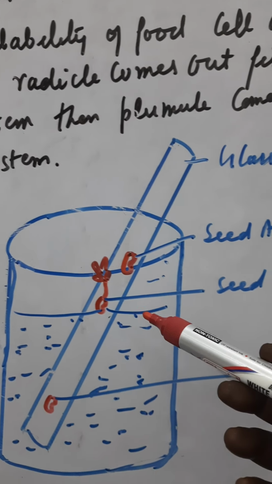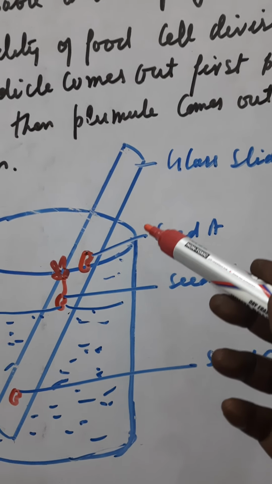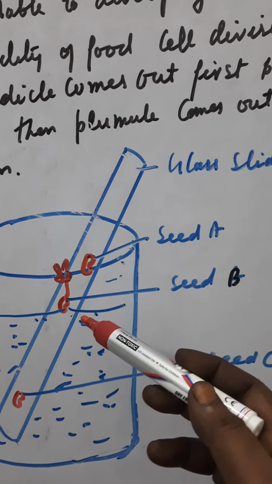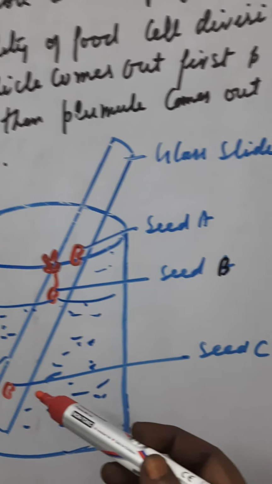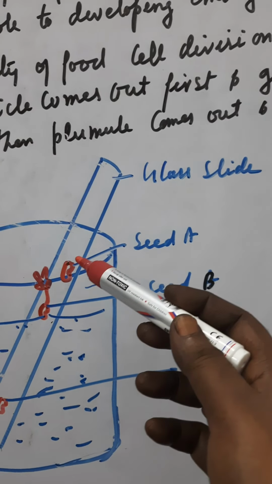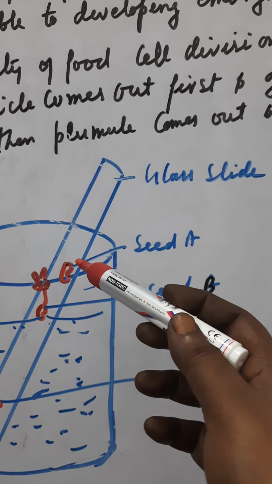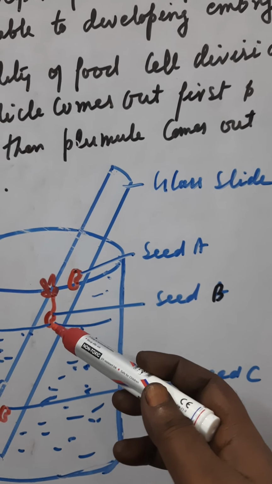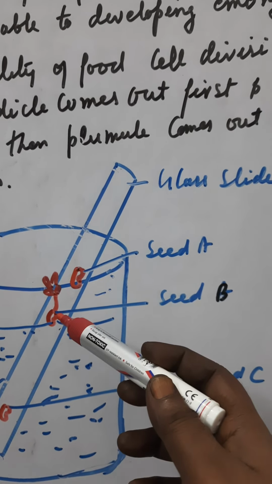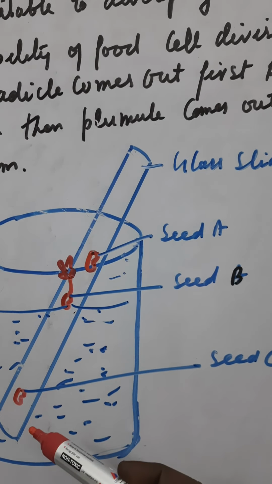B3 bean seed experiment. This is a glass slide. This is seed A, this is seed B, and this is seed C. You can see that seed A is there at the top. Seed B is getting an appropriate amount of water and oxygen, and seed C is under the water.